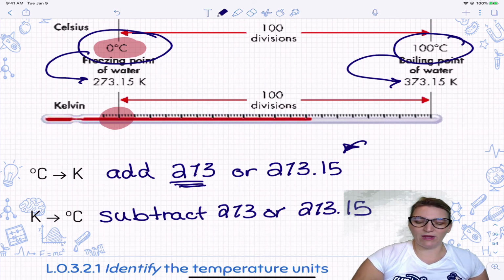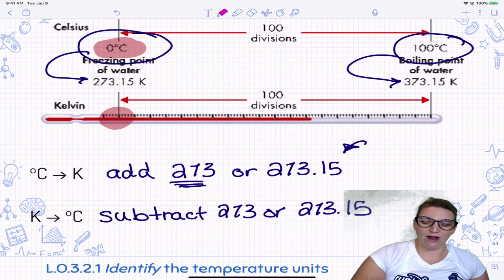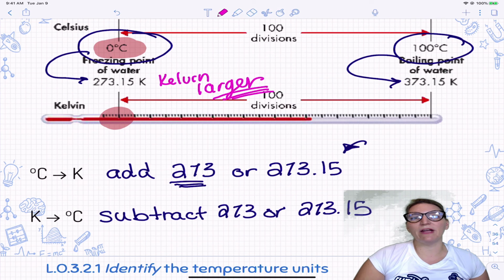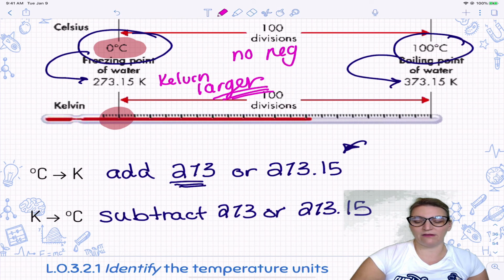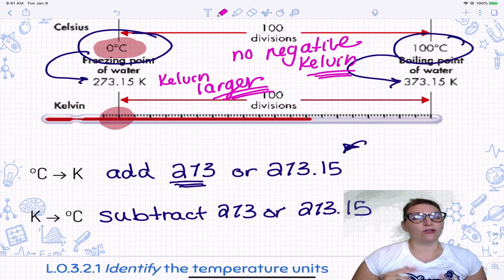There are a couple of ways I use to remember the difference between these two. I always remember that Kelvin is always larger. If I'm comparing Celsius and Kelvin, Kelvin is always going to be larger. And the other thing is that there's no negative Kelvin. That can help me if I get turned around about whether to add or subtract.